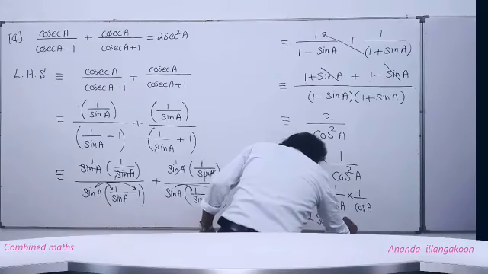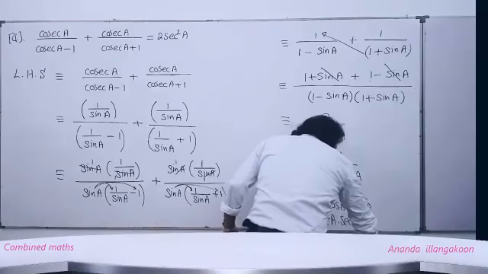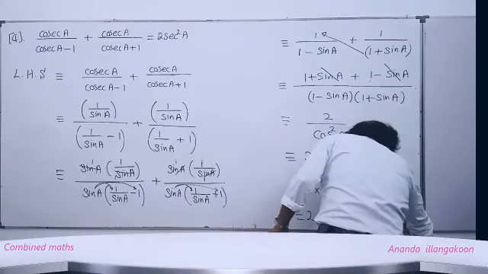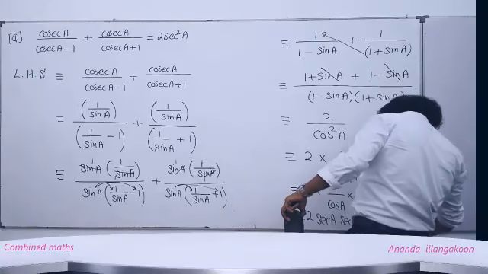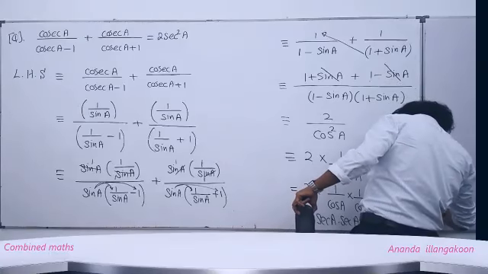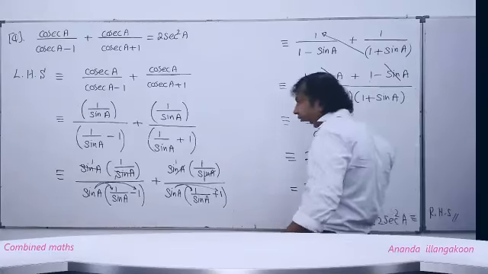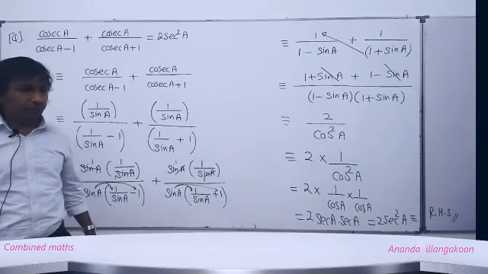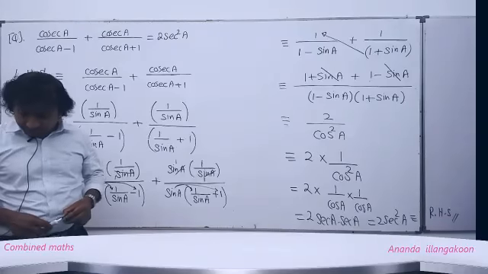So this is nothing but 2 sec A into sec A. It is really 2 sec squared A. It is nothing but the right hand side. Then we prove that left hand side and right hand side are equal. Okay, now people, that's how we take it.